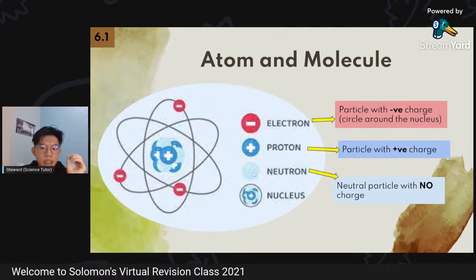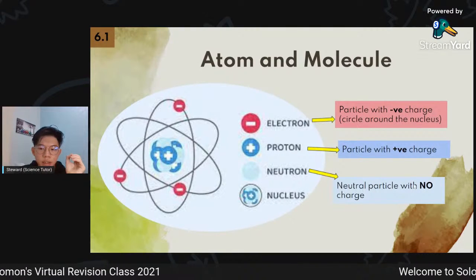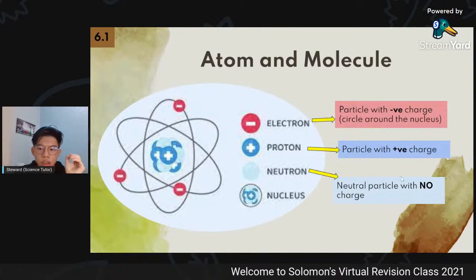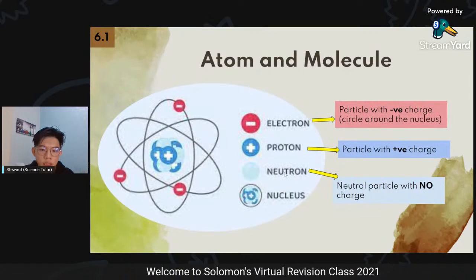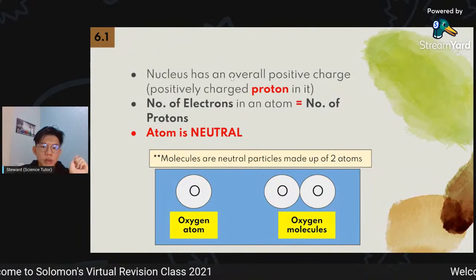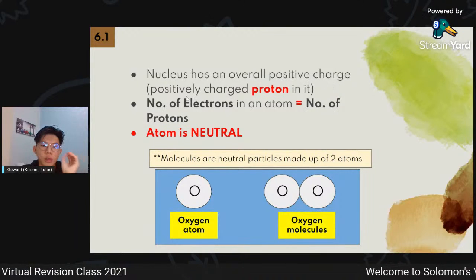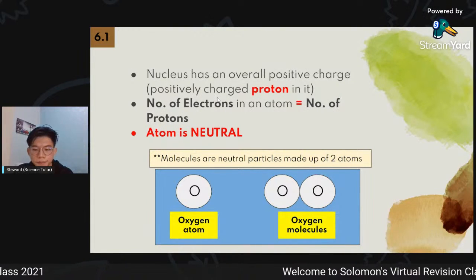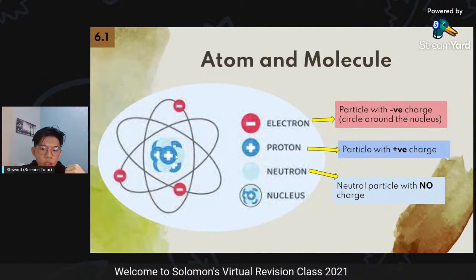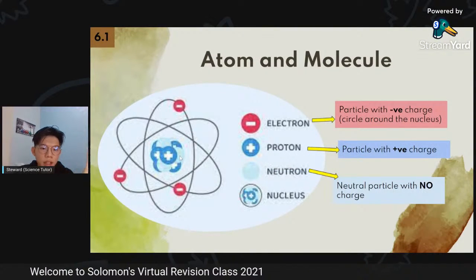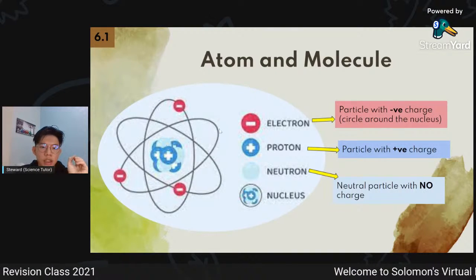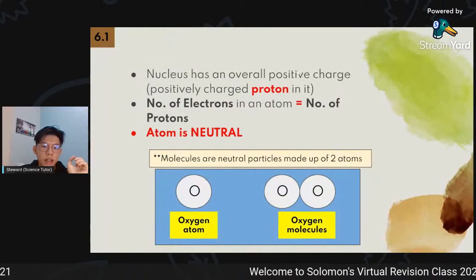So this neutron is a no charge particle. This one positive, this one negative, then this one no charge. Neutron means neutral. So for the nucleus, we have an overall positive charge. Why does the nucleus have positive charge overall? Because the neutron has no charge, but protons have positive charge, so it became the overall positive charge for the nucleus.